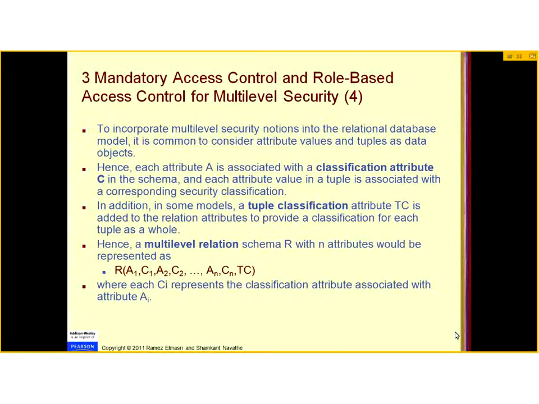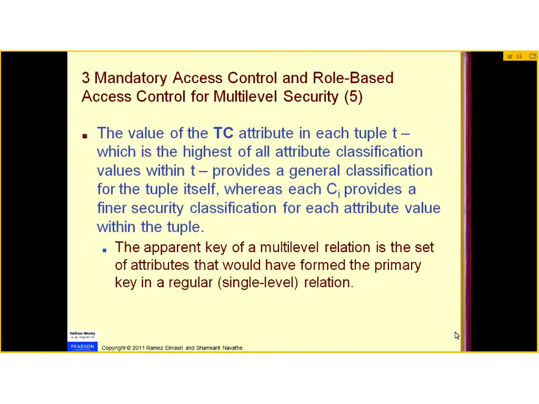So the multi-level relation schema R with n attributes will be represented as attribute 1 and classification attribute C1, attribute 2, classification attribute C2, where Ci represents the classification attribute associated with attribute i. Now the value of the TC attribute in each tuple t, which is the highest of all attribute classification values within t, provides a general classification of the tuple itself, where Ci provides a finer security classification.